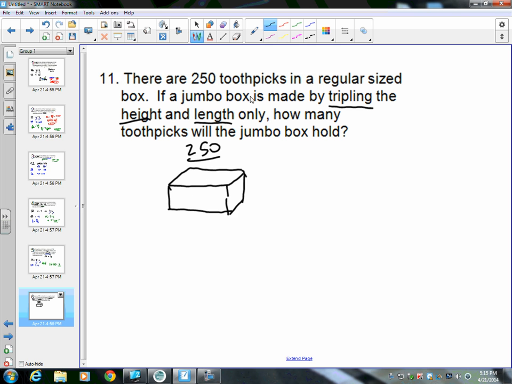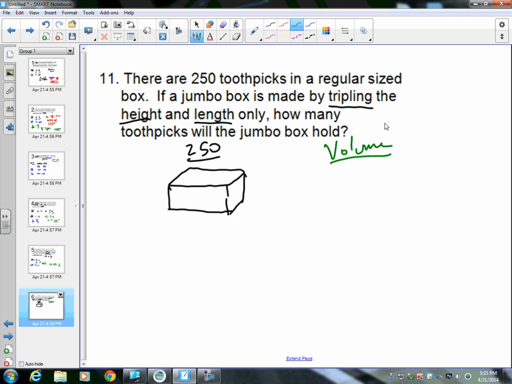It says if a jumbo box is made by tripling the height and length only, how many toothpicks will the jumbo box hold? So think about it. If you're putting toothpicks on the inside of a box, would that be area, surface area, or would it be volume? If it was surface area, you'd be putting the toothpicks on the outside of the box. Well, you don't put the toothpicks on the outside of the box, you put them on the inside of the box and you fill the box up completely. So it's actually going to be volume. That's what we're going to be using today. So volume.